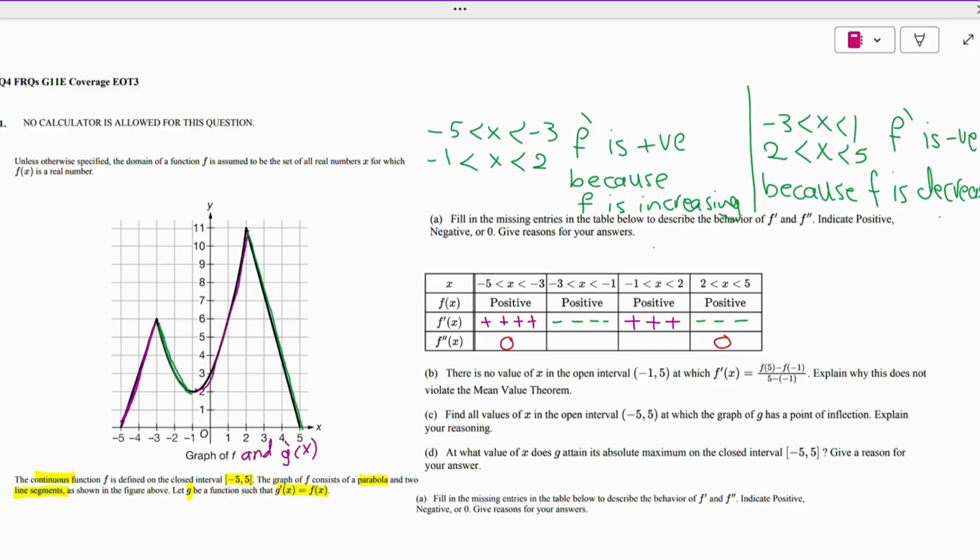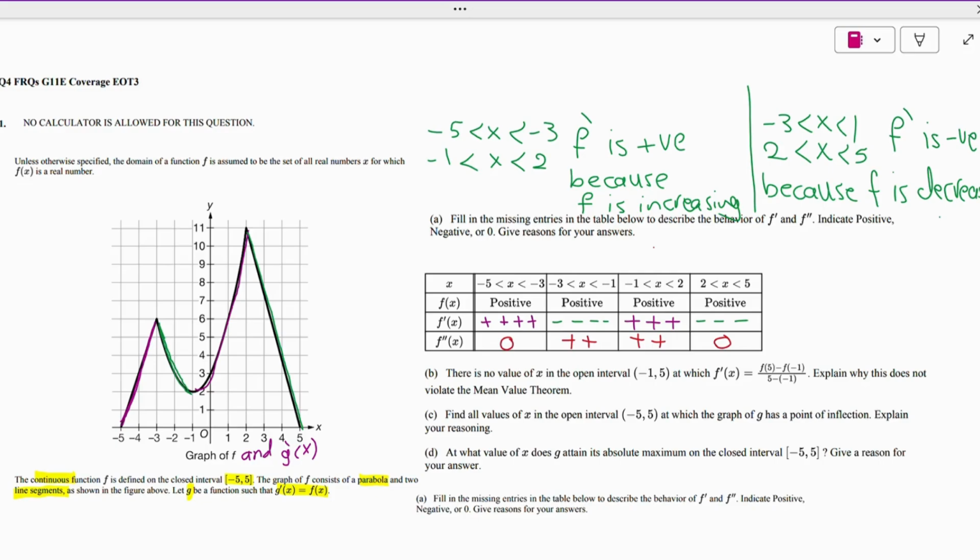Now, from minus 3 to minus 1, and also from minus 1 to 2, the second derivative is going to be positive. Why positive? Because the function is concave up. If you look at the graph, it's concave up, right? If it's concave up, then the second derivative will be positive.